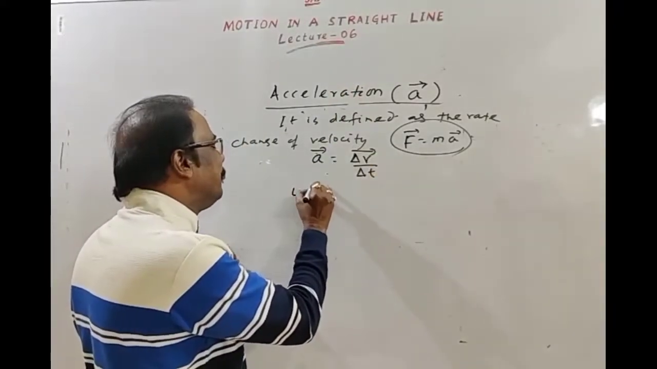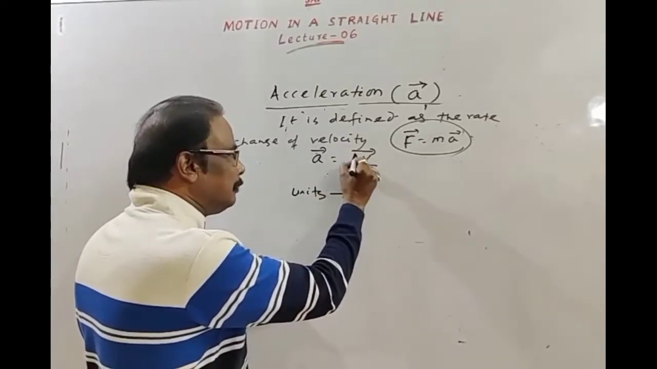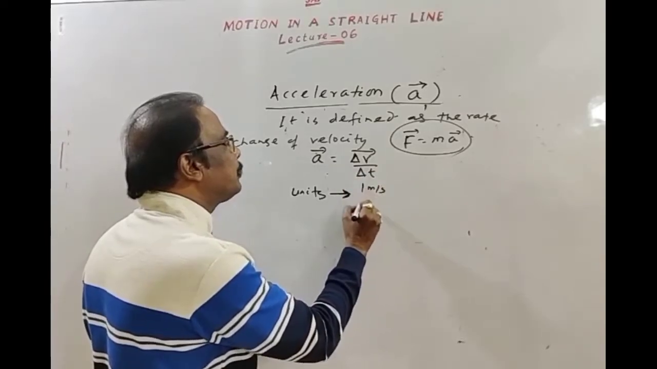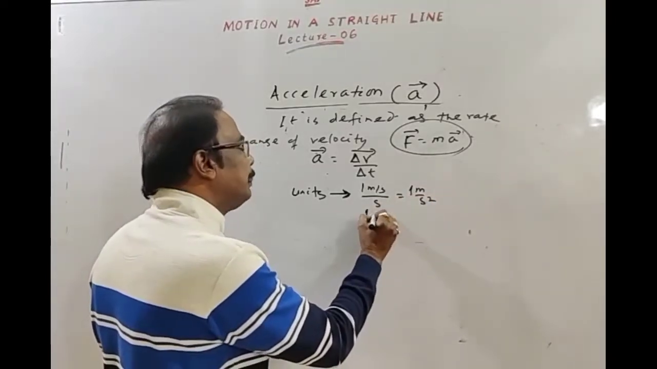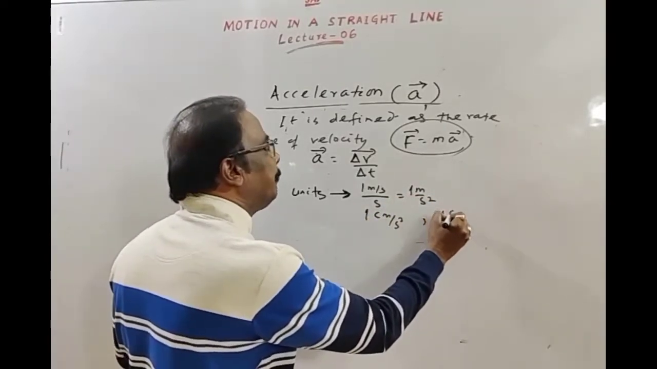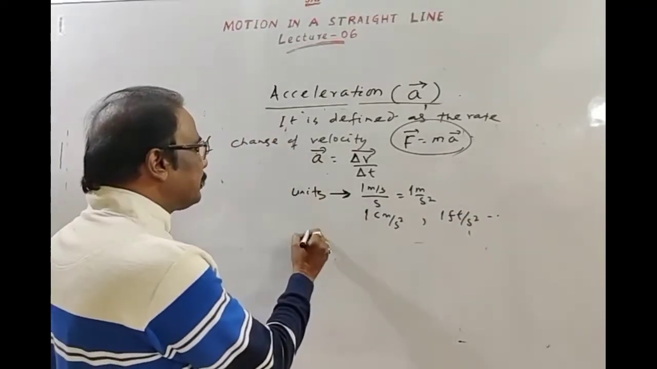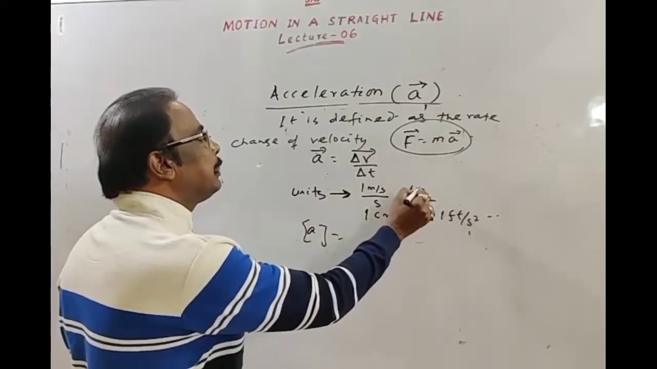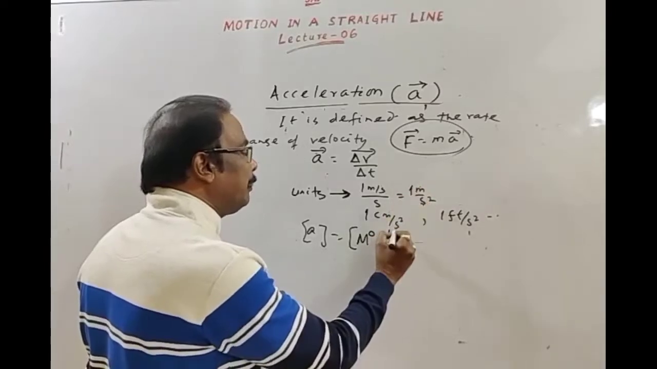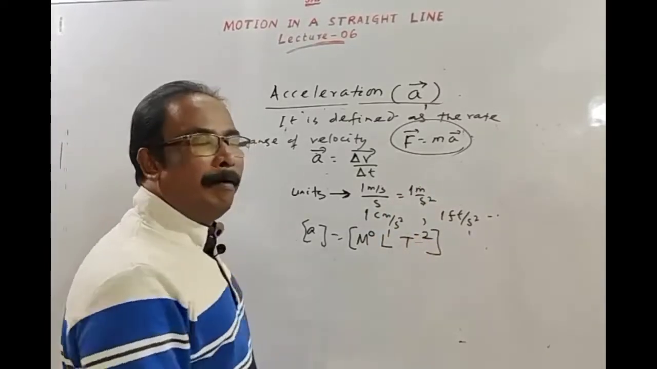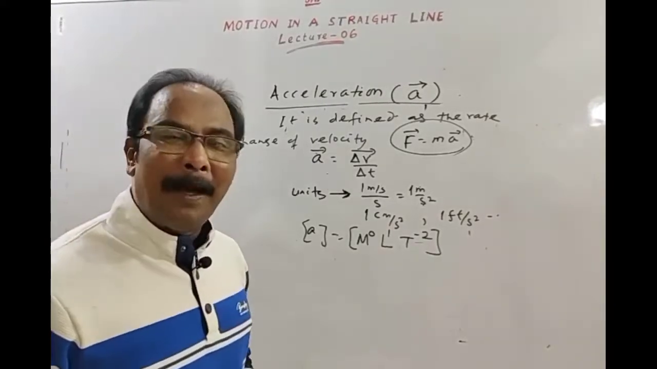Then units, you know all these things. These are only two formal discussions. Change in velocity, meter per second, change in time, second, so this equals meter per second square, or in CGS centimeter per second square, in FPS foot per second square. And this is about units. Then the dimensional formula of acceleration: meter is length, second is time. So mass to the power 0, length to the power 1, and time to the power -2. So this is about the definition of acceleration.